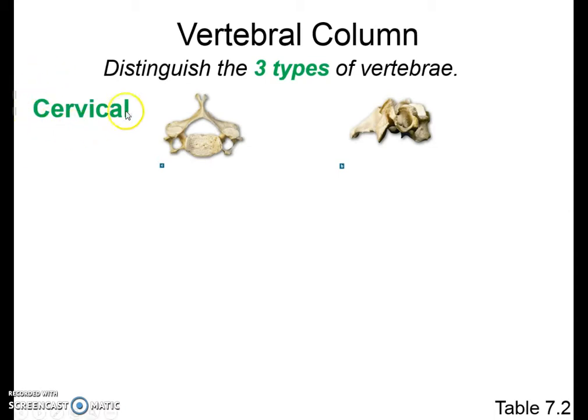So remember, the first 7 are cervical. Here's a typical cervical vertebra. The key thing to locating a cervical vertebra is you'll see the transverse foramen, so the 2 holes on either side. So in total, in a cervical vertebra, you'll have 3 foramen: the vertebral one in the middle, and the 2 transverse ones on either side, here and here. You will only see the transverse foramen on cervical vertebrae.